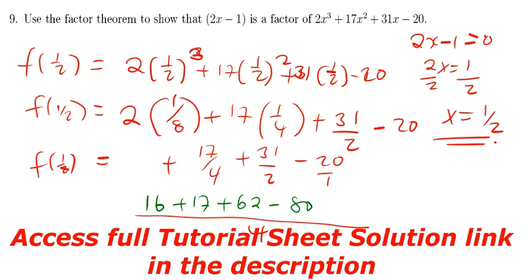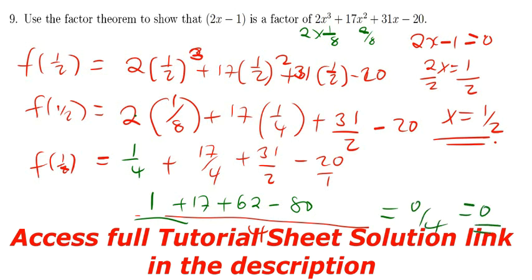Because we are doing now 2 times 1 over 8, so it is 2 over 8, 2 there 1, 2 there 4. So it's like this. Now 4 into 4, 1 times 1, it should be 1. So this is not 16, it should be 1. So it is 1 plus 17, that is 18. 18 plus 62 is 80. 80 minus 80 is 0 over 4, which is 0. So f of 1 over 2 is equal to 0. So therefore we have used the factor theorem to show that that is the answer. Okay.